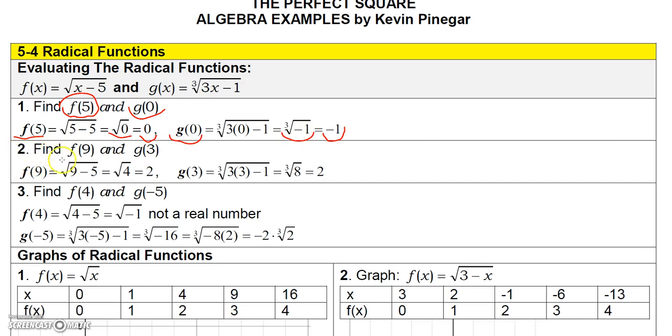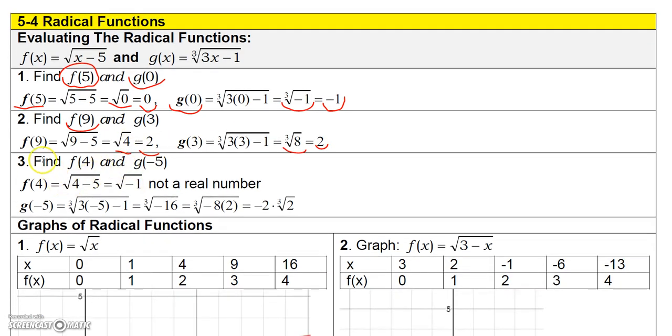Okay, let's do a couple more. Let's say I want to do f of 9. So I go up here to this first function, and I plug 9 in for x, so I get the square root of 9 minus 5. So that'd be square root of 4, which is 2. And then let's say I want to do g of 3. So if I plug 3 into the g function for x, I get the cube root of 3 times 3 minus 1. Well, 3 times 3 minus 1 is 8, so I'm looking for the cube root of 8, which we know is 2.